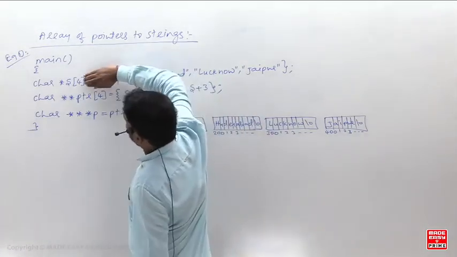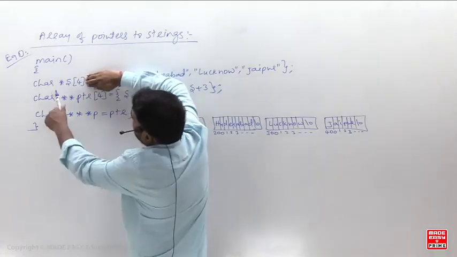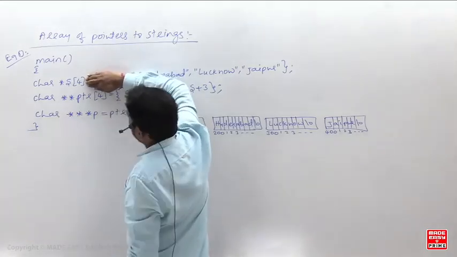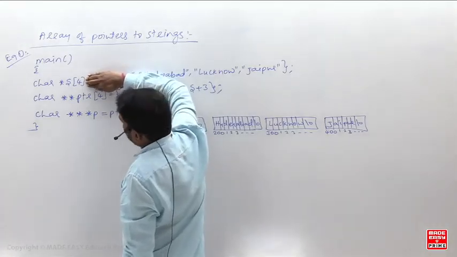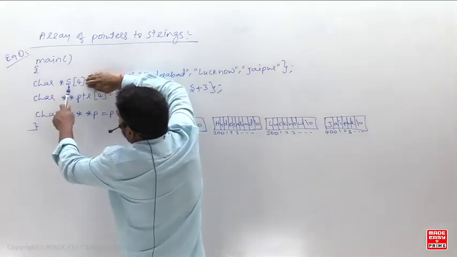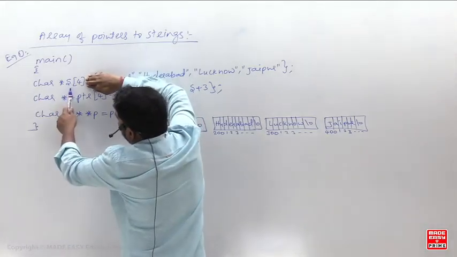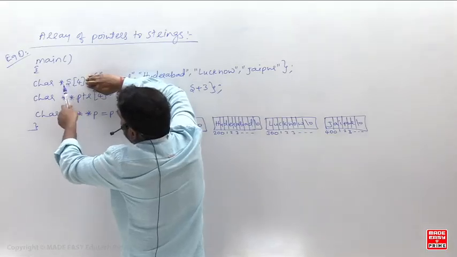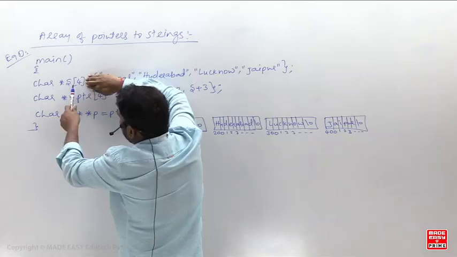Now tell me, what do you read this? Read this, what do you read? Character star S of 4. How do you read it? You start from left to right, and wherever you have an operand, stop there. For the operand, star and square bracket are both fighting, so which one do you take? Square bracket. So S is an array.